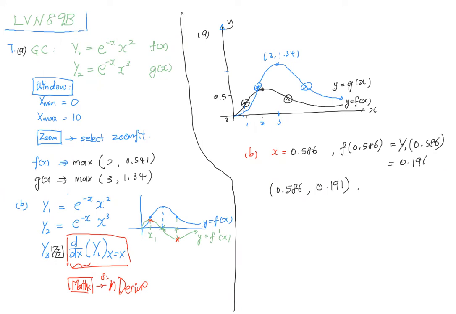Okay, I will give you 1 mark. Then another point will be X equal to, okay, that will be the second point here. You go to graph again, you put second trace, then you select minimum, then you get the answer.